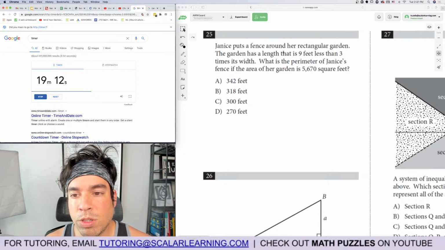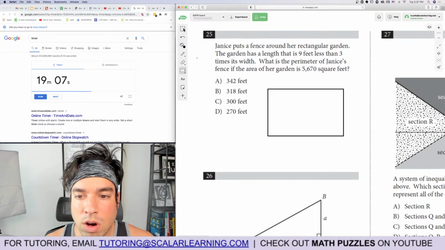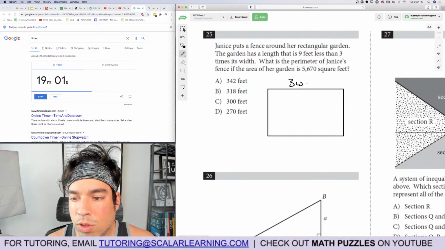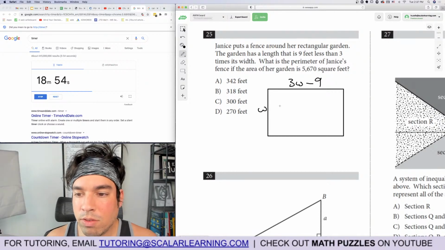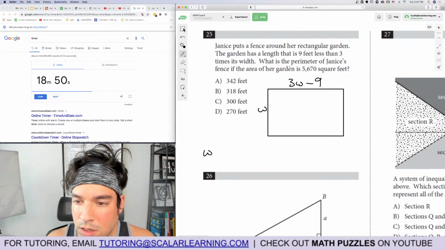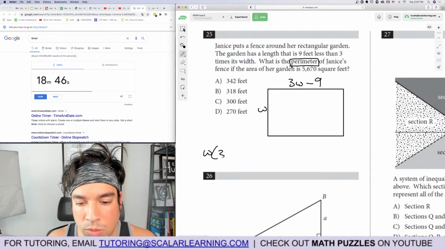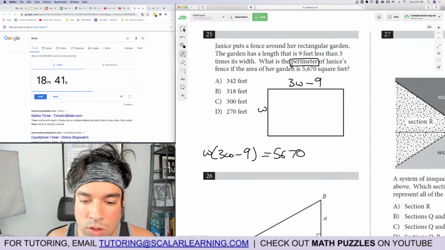But let's see. Janice puts a fence around a rectangular garden. The garden has a length that is 9 feet less than 3 times the width. Boom, 9 feet less than 3 times the width. What is the perimeter of Janice's fence if the area is that? Okay. Well, we want the perimeter. Let's highlight that. So first of all, the area would be W times 3W minus 9 equals 5670.